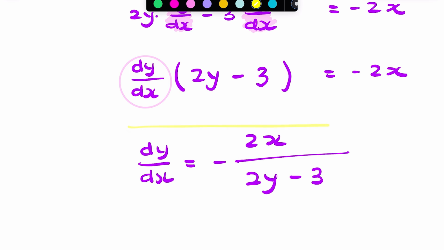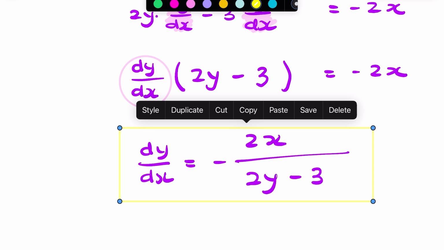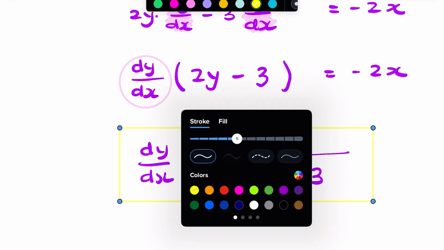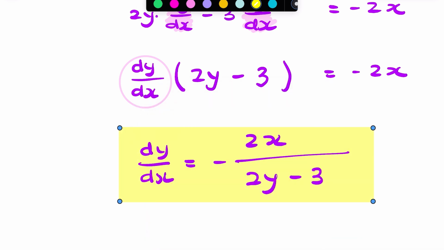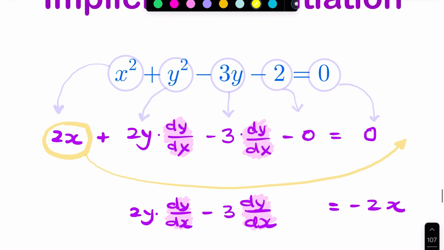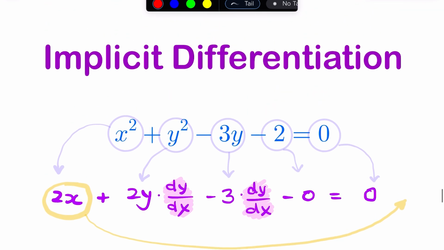So whenever you come across an expression with a y in it, you differentiate as you would normally, pretending it was an x, but then you multiply by dy by dx. So you notice here when we differentiated y squared, we called it 2y, but then we multiplied by dy by dx. And the same here, 3y, we multiplied by dy by dx. We didn't do that for x, we only did it for the y because of the chain rule.